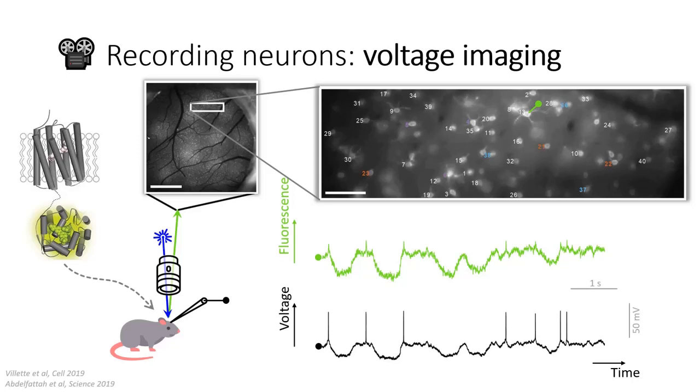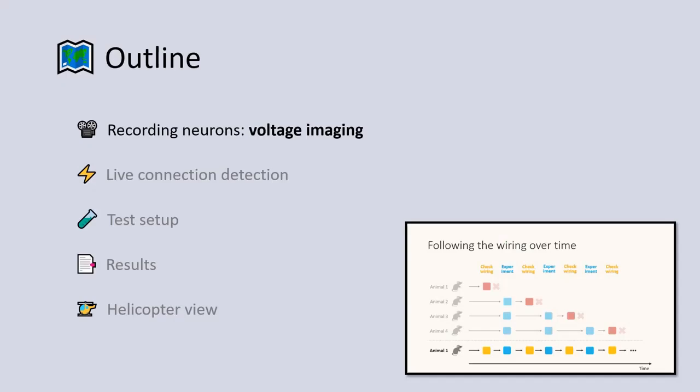So a step back. What does this all mean? We can now record the voltage of many individual neurons in living animals. And this is all quite recent, by the way. So this level of detail was not possible a couple of years ago. So that was voltage imaging. That's the context of our research, which is exciting stuff, but it's not what we do.